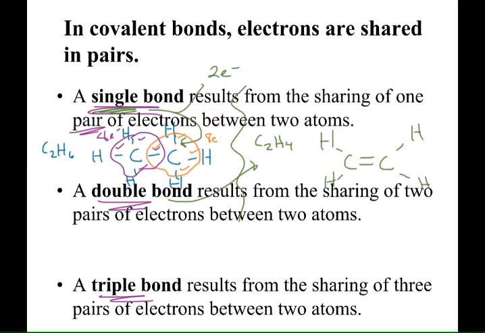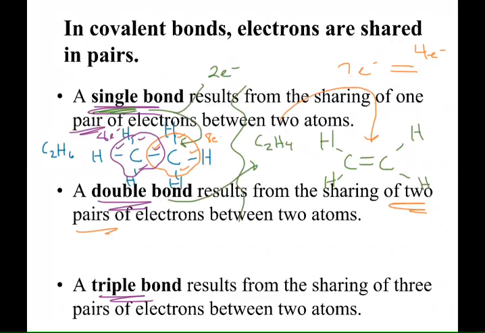Now, I'm going to ask this in the form of a question. How many electrons, based upon what I was talking about, do you think are there in this double bond? And the answer is 4 electrons. Double bonds have 2 pairs. 2 times 2 is 4. So there are 4 electrons there. So that's a double bond.